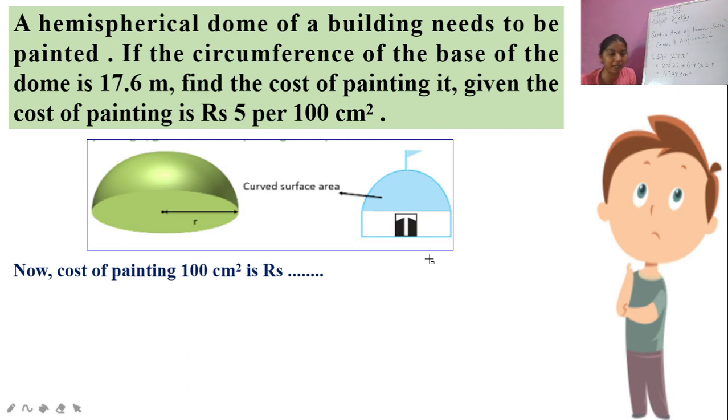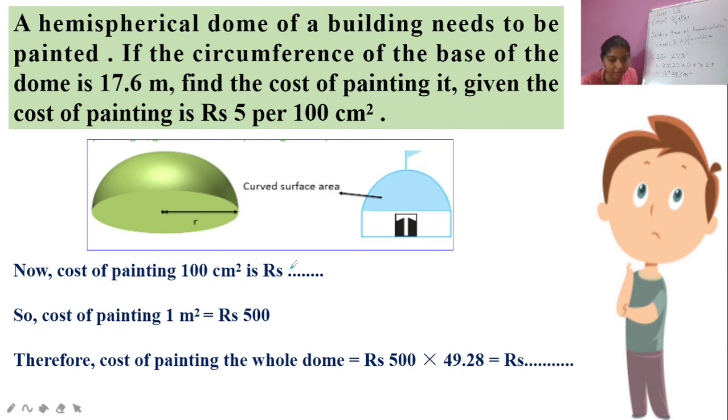So now the cost of painting 100 centimeter square is how much? That is 5, right? So if we multiply it for the 500, we will get our cost in rupees. If we talk about meter, we will get our answer in the form of meter. So students, make sure you multiply these two numbers, then you will get the answer.